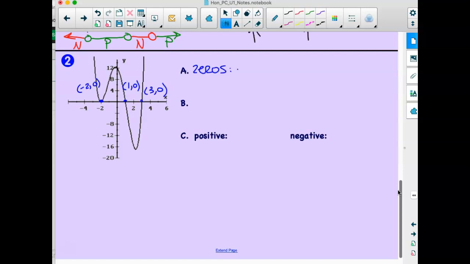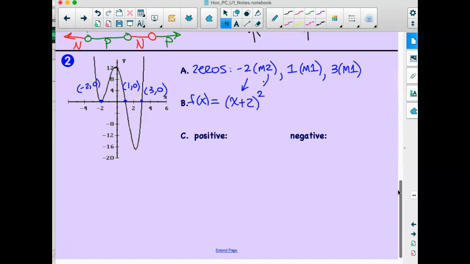So my zeros are -2, I'm going to go with multiplicity 2. I'm going to do a 1, multiplicity 1, because it goes straight through. So the shape of the x-intercept tells you the multiplicity. And then a 3 is multiplicity 1. Okay, factorization, f of x equals, so for this one I'm going to do x plus 2 squared.